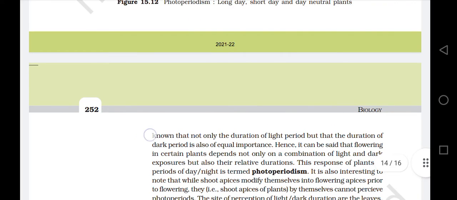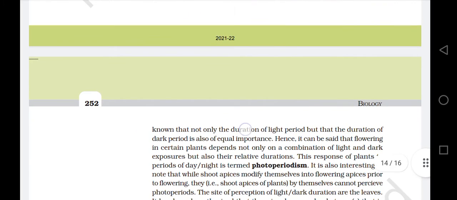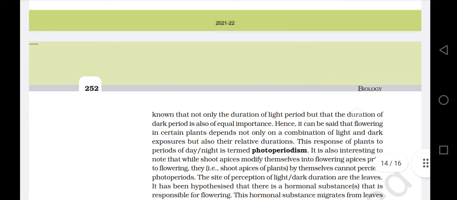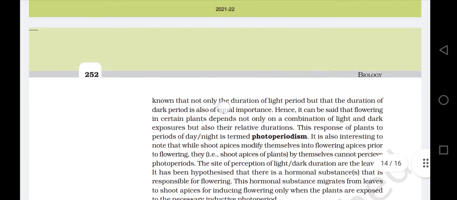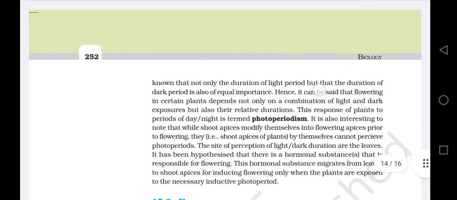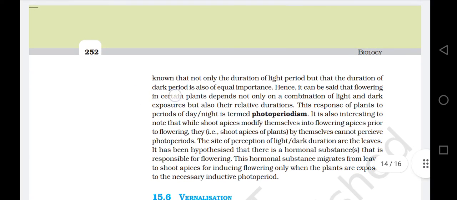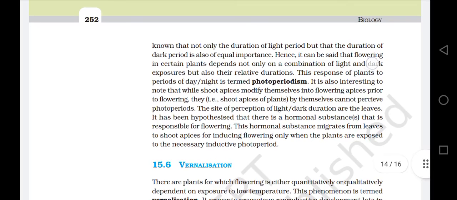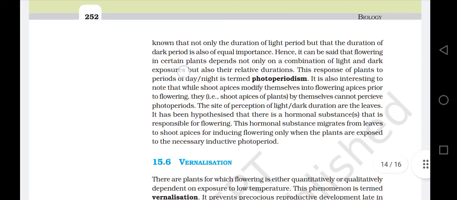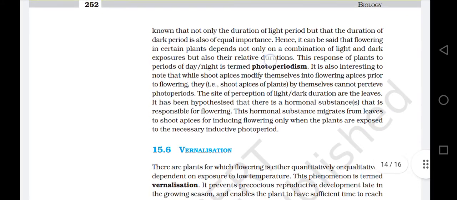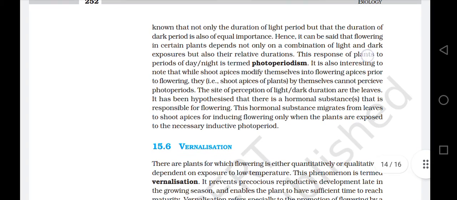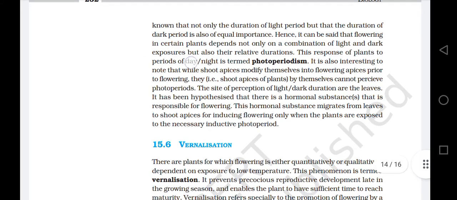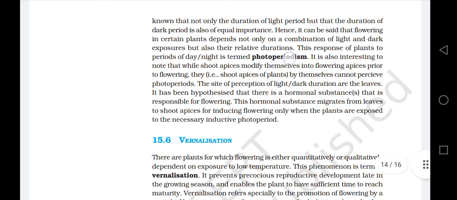It is now also known that not only the duration of the light period but also the duration of the dark period is of equal importance. Hence, it can be said that flowering in certain plants depends not only on a combination of light and dark exposure but also on their relative durations. This response of plants to periods of day and night is termed photoperiodism.